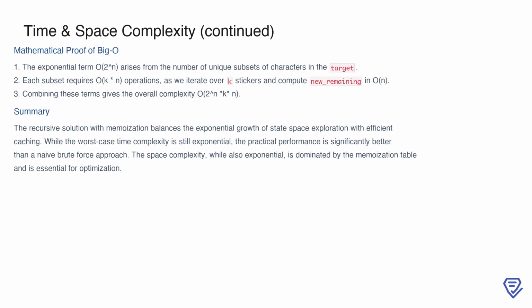To summarize, this recursive solution with memoization strikes a balance by mitigating the exponential growth of state space exploration with efficient caching. Although the worst-case time complexity remains exponential, the practical performance is vastly improved compared to a naive brute force approach. On the space complexity side, the exponential growth is predominantly due to the memoization table, but this trade-off is essential to achieve the optimization.